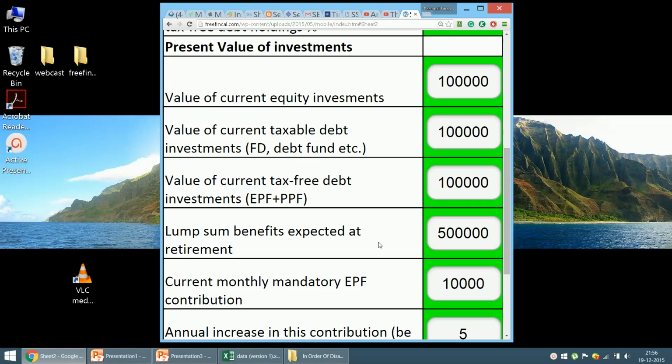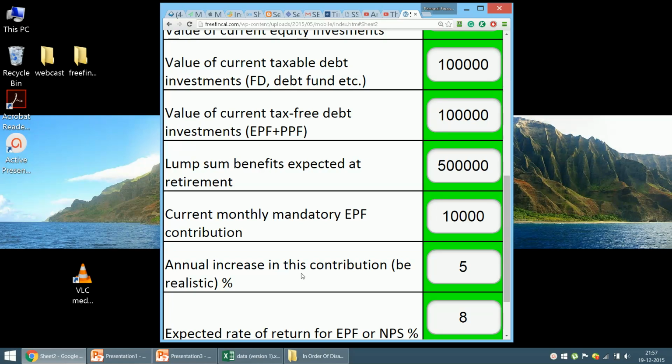So, what is the mandatory EPF or NPS contribution? Total contribution, yours plus employer's, that will go to EPF. In EPF, this calculator will take into account only the employer contribution that goes to EPF. So it will take that math into account. So I've just put 10,000 rupees.